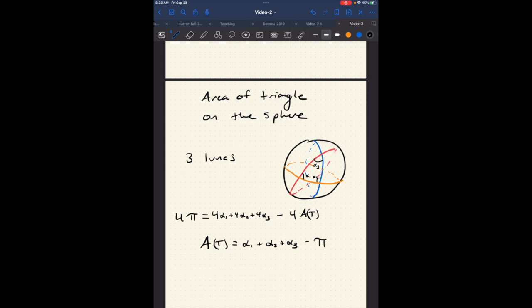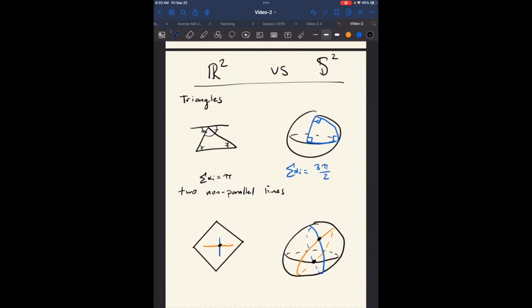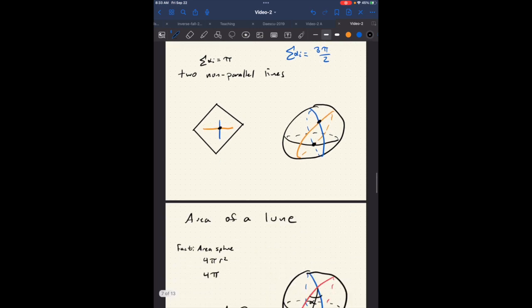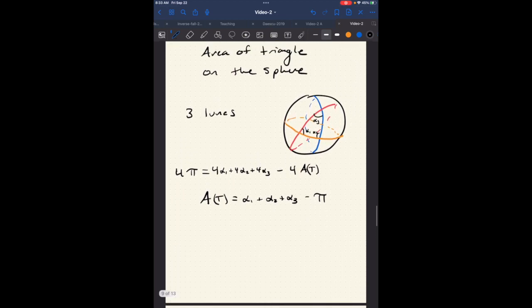And you can check with that example we did up here that this is what we want, because that would be 1/8 of the sphere there. So we get pi over 2, and everything checks out.